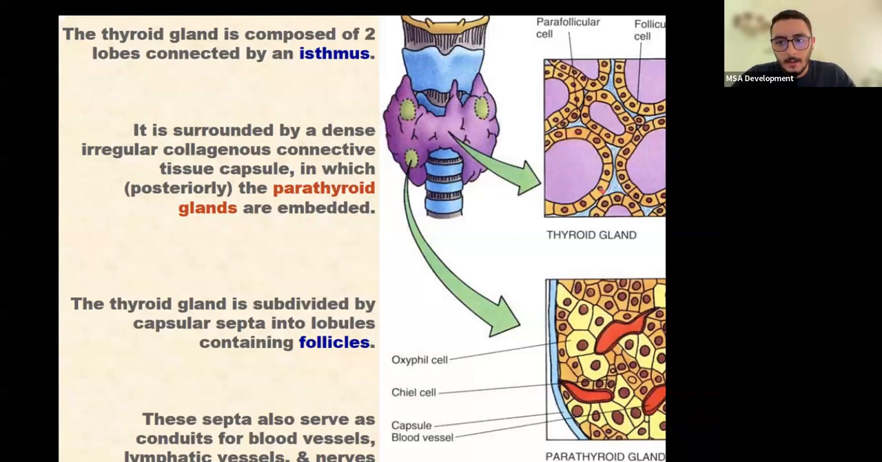The cells that are on the border of the follicle are called follicular cells. So these are follicular cells. In the middle is the follicular cavity or follicular lumen, and it contains the colloid. I will explain what a colloid is in a bit. This is a blood vessel. Down here is the parathyroid gland. When we finish the thyroid, I will explain about the parathyroid, inshallah.